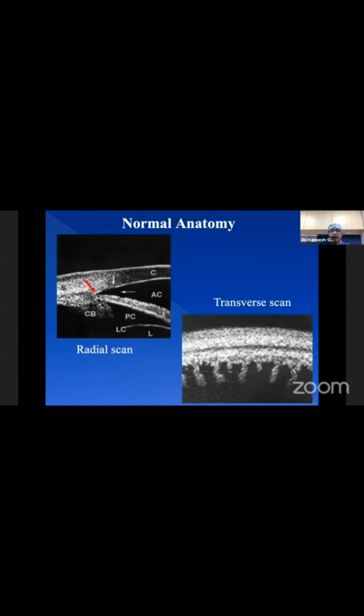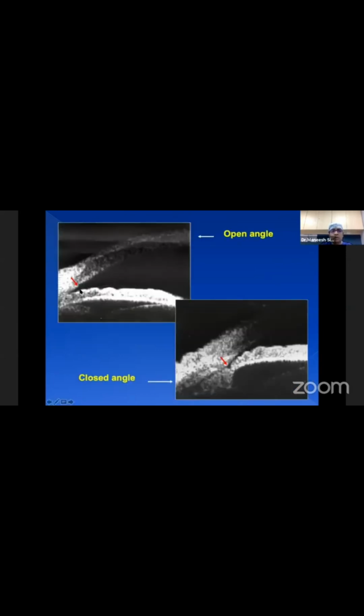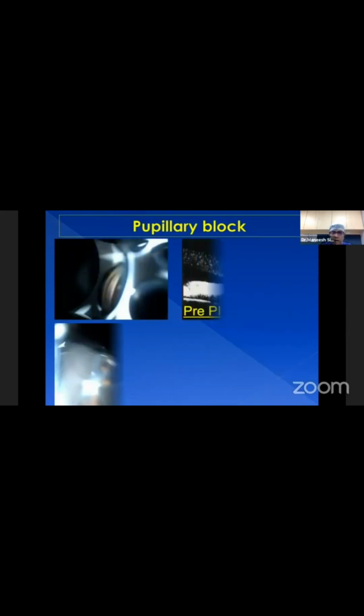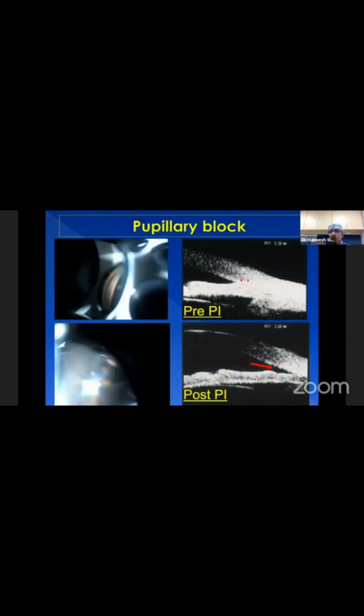This is a normal scan. You can differentiate a closed and open angle. Here you can see the scleral spur is opening into the anterior chamber, so it's an open angle. In this other image, the scleral spur is covered by the iris, so it's a closed angle. It also helps you to understand the pathophysiology of glaucoma.